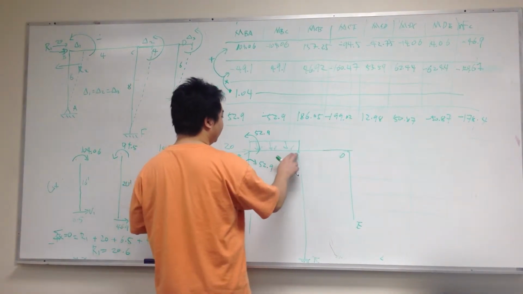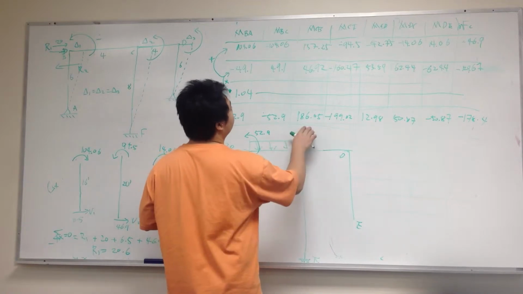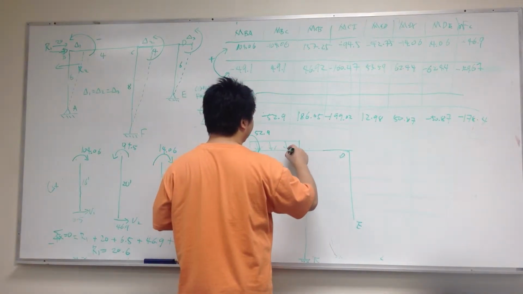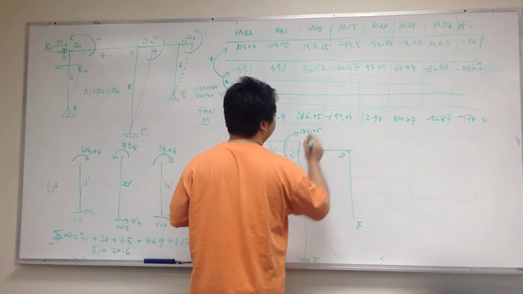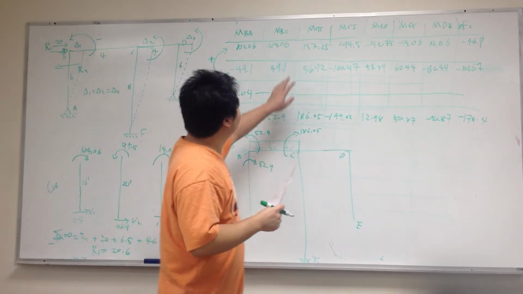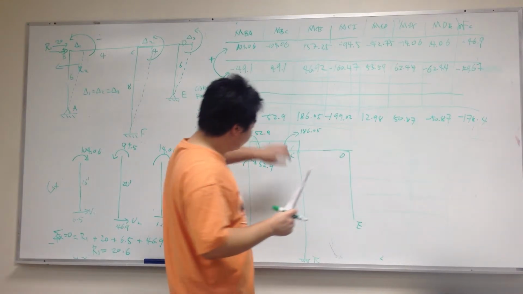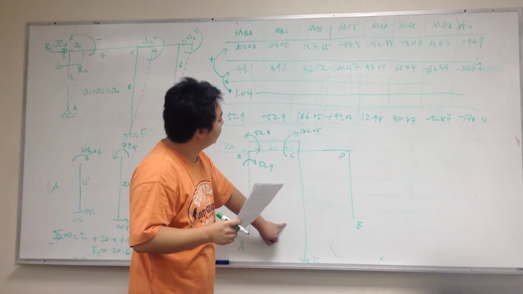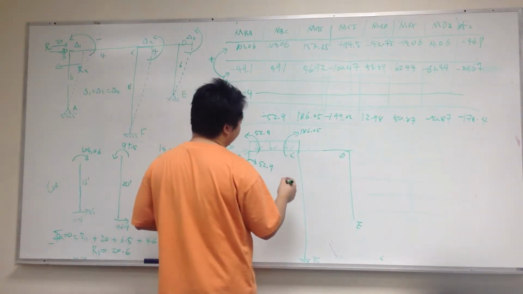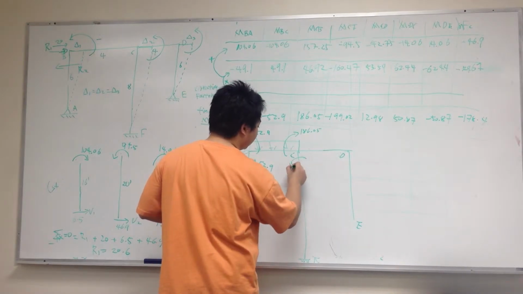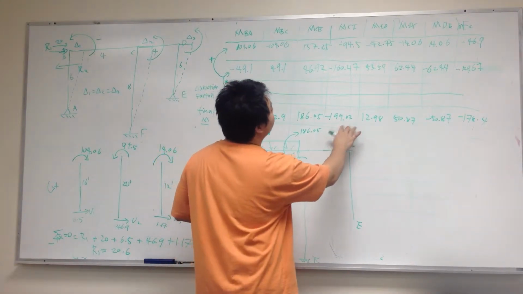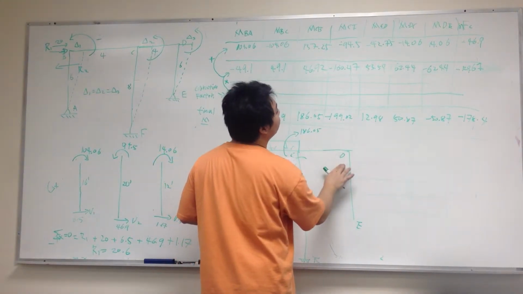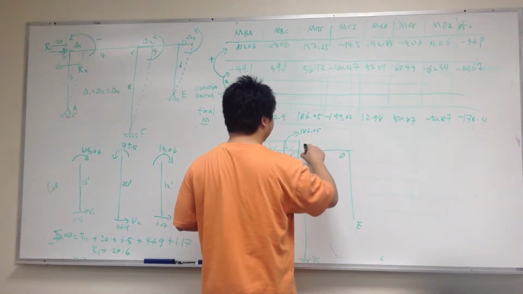CB, C to B, positive, so clockwise. 186.05. CF, negative, so it's counterclockwise. 199.12. CD, positive, so clockwise.